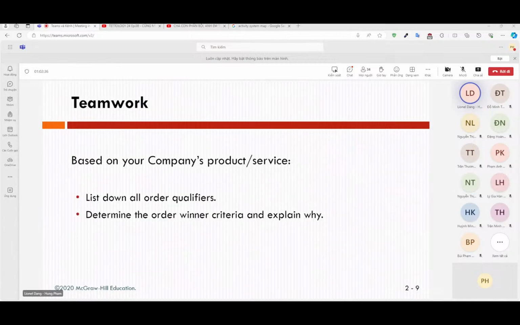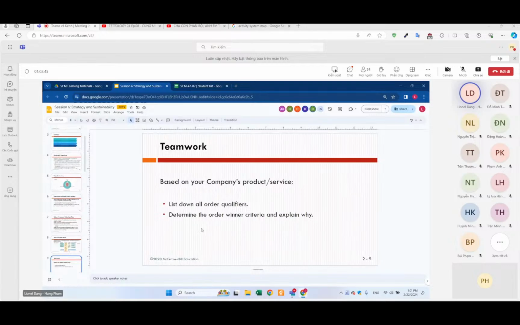Okay, any questions so far? If not, you go back to do your teamwork. So now is 1 p.m. So you have just 5 minutes. Go quickly to list down a few qualifiers, and then you determine what is the winner criteria to serve which customer segment. Okay. We go back at 1:07. Okay.